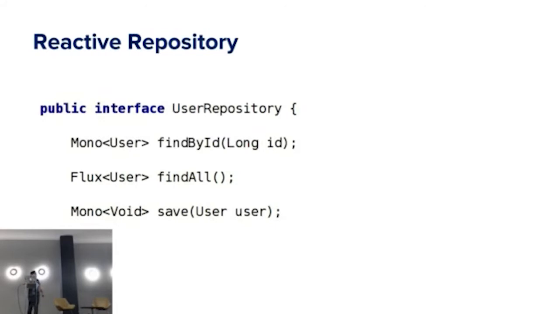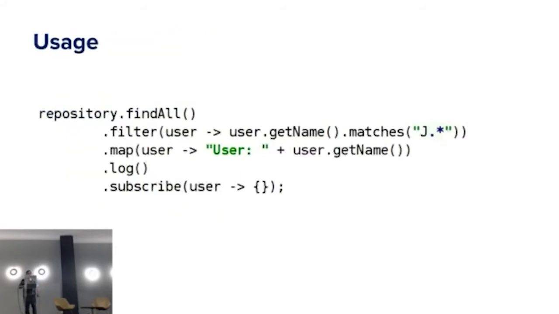So here in this example, I have a basic user repository, which has a Mono User, Flux User, and Mono Void. So I have that item, collection, and void. Now how we're going to use this is I have a repository.findAll. You're pretty familiar with that.